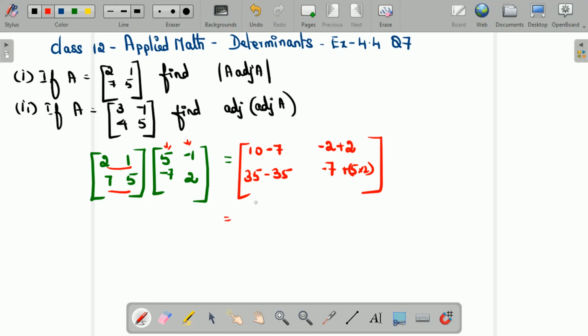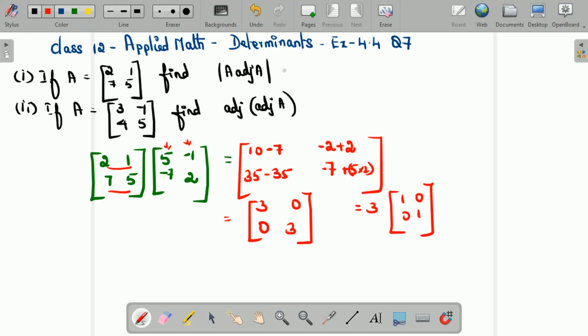So let's simplify. So 10 minus 7 is 3, minus 2 and plus 2 is 0. A 0 here. This is minus 7 plus 10. So this is another 3. Now if you take out the value of 3, so this is going to be a matrix 1, 0, 0, 1, which is the identity matrix.